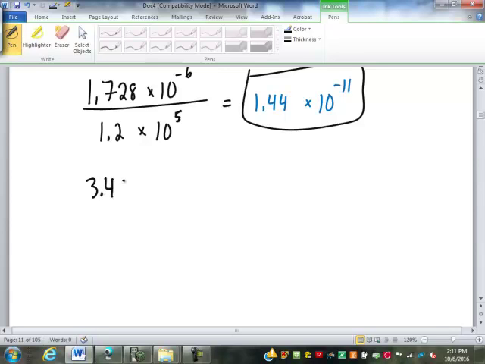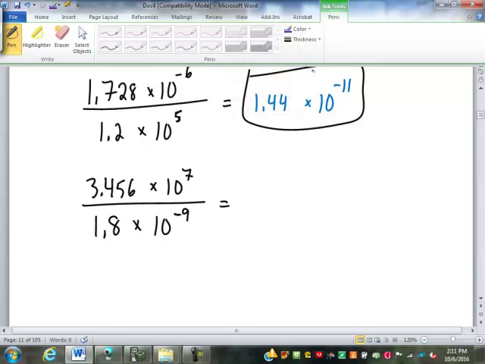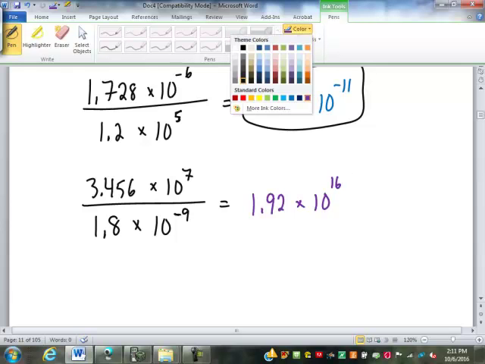So let's do 3.456 times 10 to the 7th divided by 1.8 times 10 to the -9. So 3.456 divided by 1.8 is 1.92. 10 to the 7th divided by 10 to the -9th is 10 to the 16. Very good.